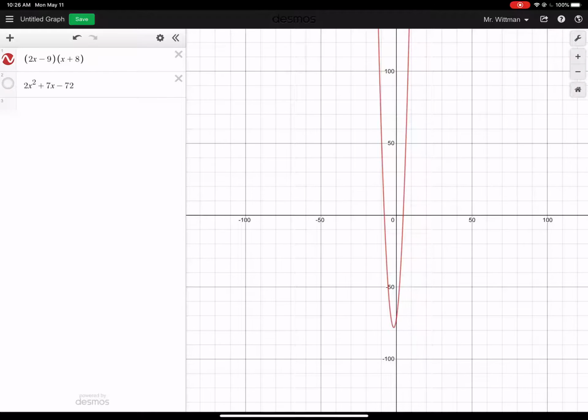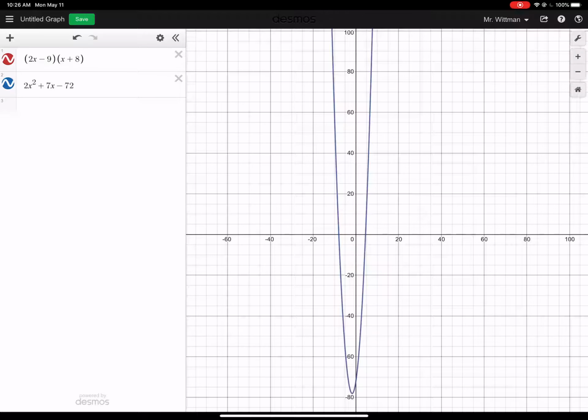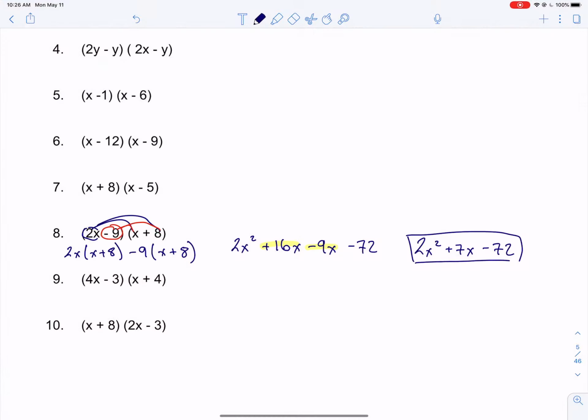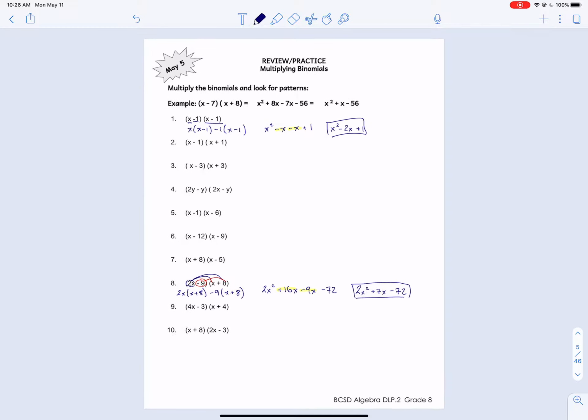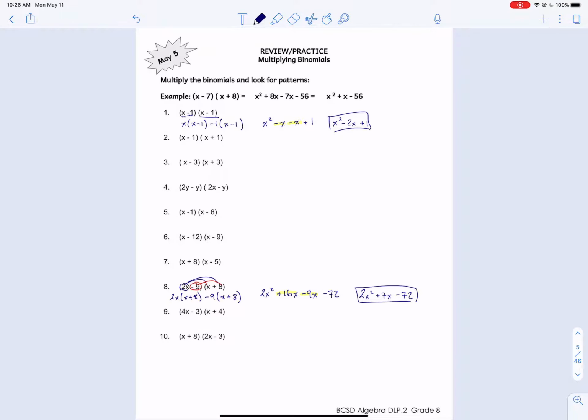And it should be, because we did it right. So if it's not the same, then there's a problem somewhere. And most likely, it's just due to multiplying a negative incorrectly or forgetting about a negative, something simple like that. So again, go through these, check your work using Desmos, just to make sure that everything is good.